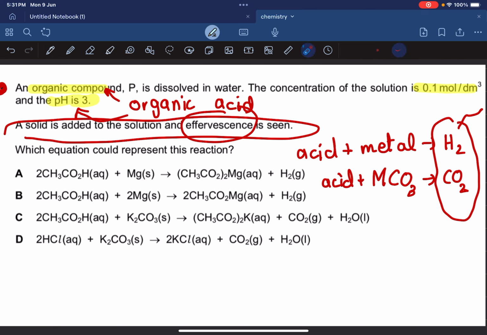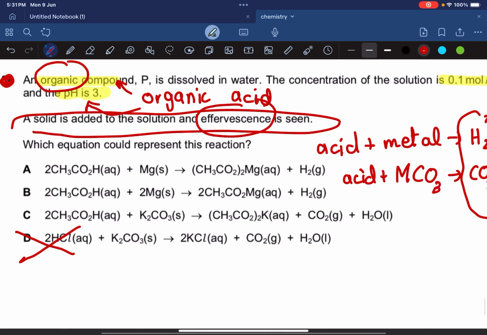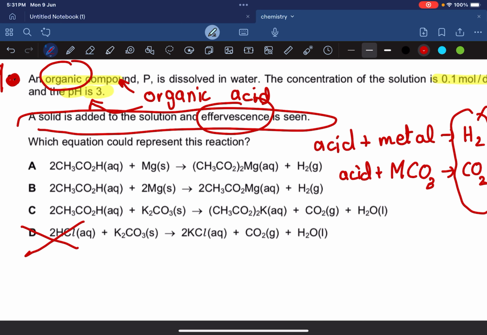So let's figure it out, which kind of reaction am I looking for. First, I see hydrochloric acid. I cross it out because that is not an organic acid. I need my organic acid. So option B is crossed out. Okay. Second thing I see is that I just try to cross out as many options as I personally can. I see this option.